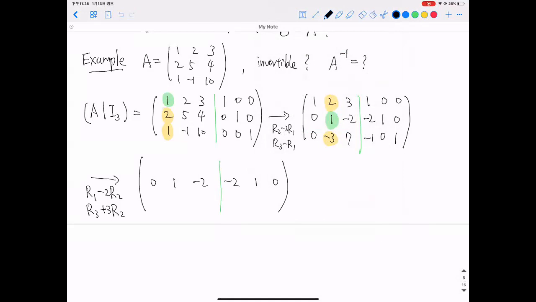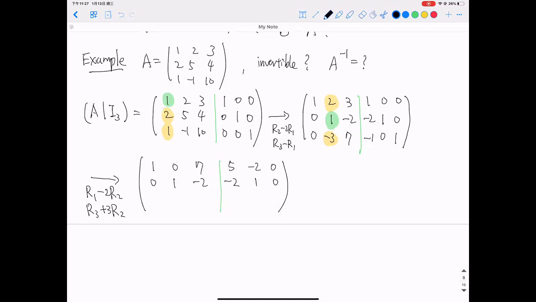Now R1 minus 2R2. So I have 1 minus 0, that's 1 here. 2 minus 2, that's 0 as intended. 3 minus negative 4, that's 7. Minus 2 times 2 is minus 4. 1 minus negative 4 is 5. 0 minus 2, negative 2. 0 minus 0 is 0. Good.